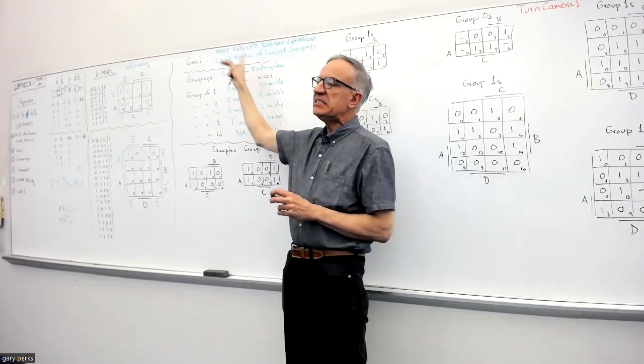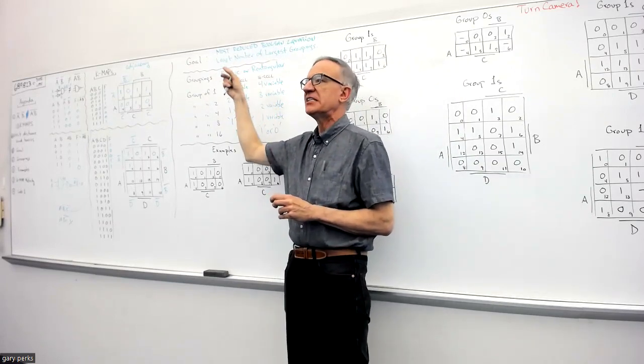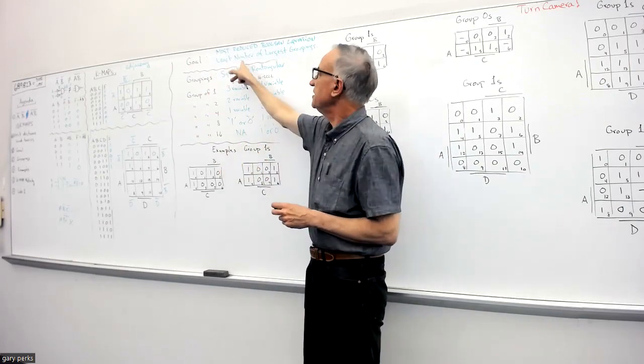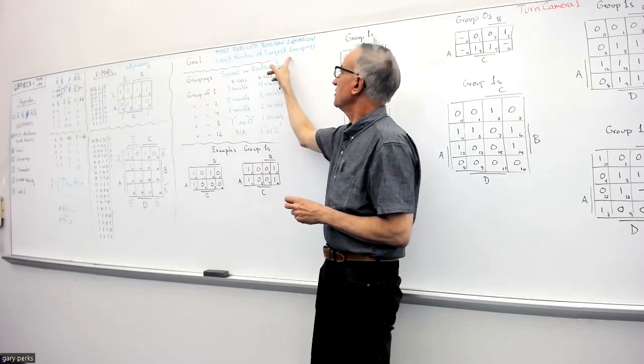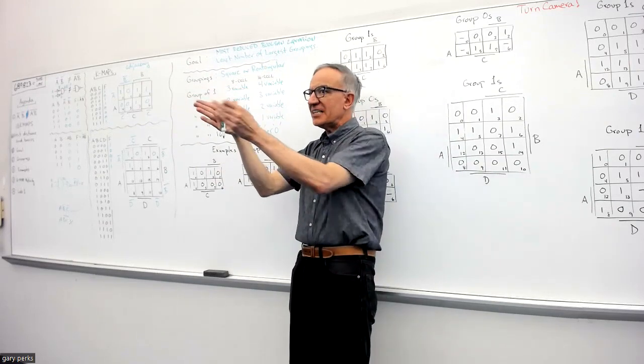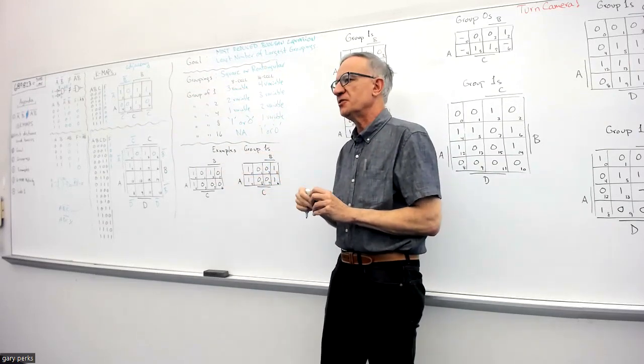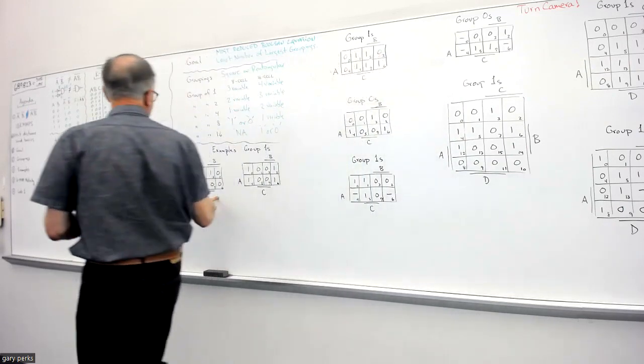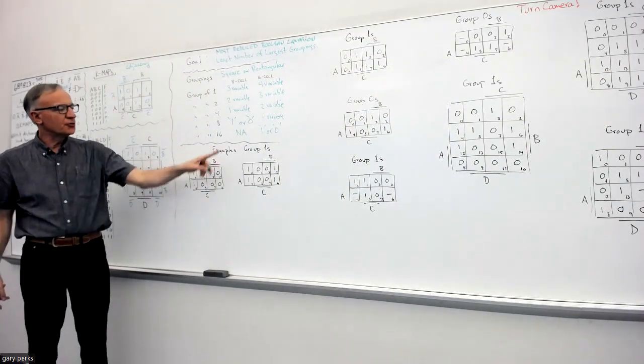And then you want the least number of the largest groups, because the least number of groups gives you the least terms. The larger the group, the fewer variables. You'll see as we do some of these examples. In fact, let's do this first example, this 8 cell. And we're grouping 1s.